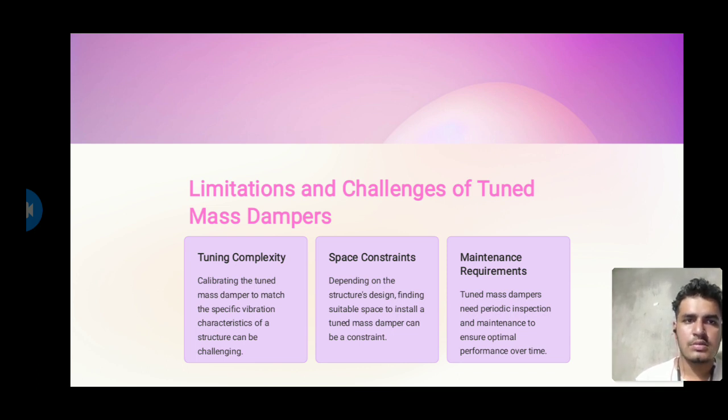The space constraints: depending on the structural design, finding suitable space to install the tuned mass dampers can be constrained, due to the large amount of space required to install that kind of damper. The maintenance requirement: the tuned mass dampers need periodic inspection and maintenance to ensure optimal operation over time.